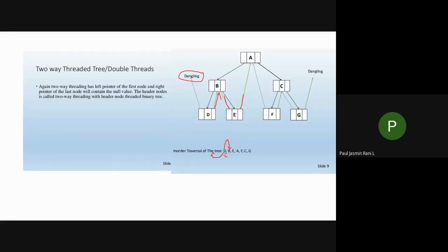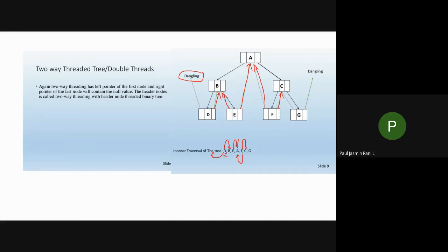Similarly, for this E node, the previous one is B and the next one is A. So for the E node, the previous one is B, and I'm going to mark it as B. Similarly, for the next node of E, the next node is A, isn't it? So I'm going to mark it as A like this. Similarly, for this F, what is the previous node of F? The previous node of F is A. So like this, I have to mark it as a left thread, and the right thread, the next one for this is C, isn't it? So I have to mark it like this.